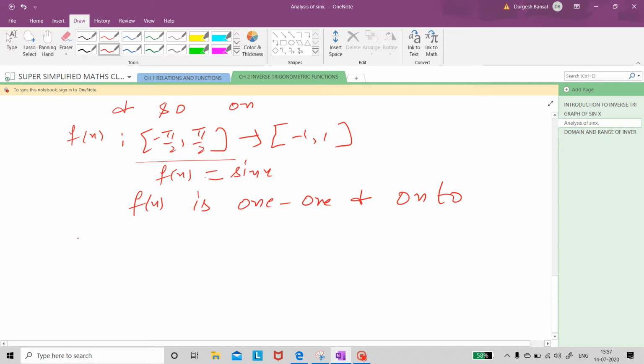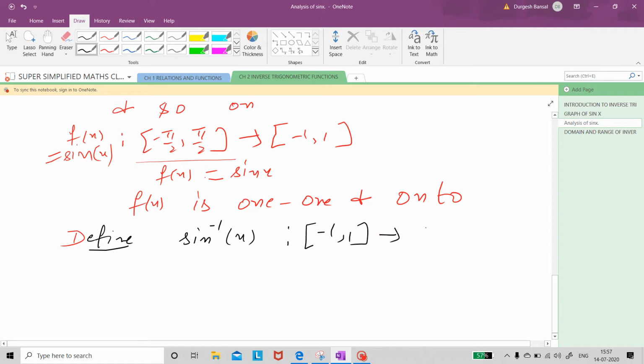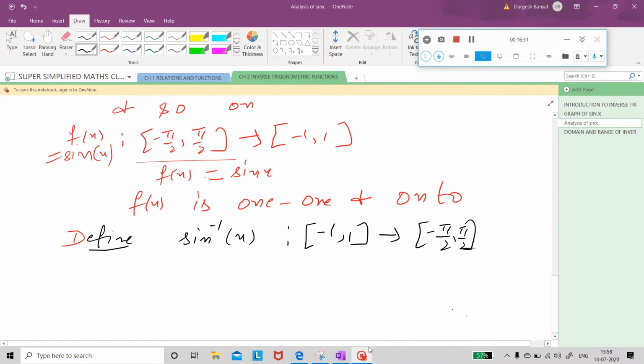So now we define the inverse function. f(x) is the sine function. So now we define the sine inverse function, and that sine inverse function acts upon x from minus 1 to 1, to minus pi by 2 to pi by 2. And this is how we get to know how we define the sine inverse function by restricting the domain of the sine function.